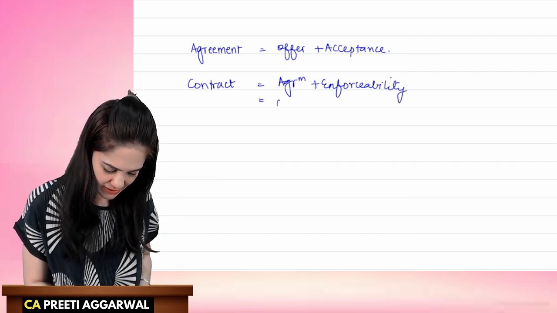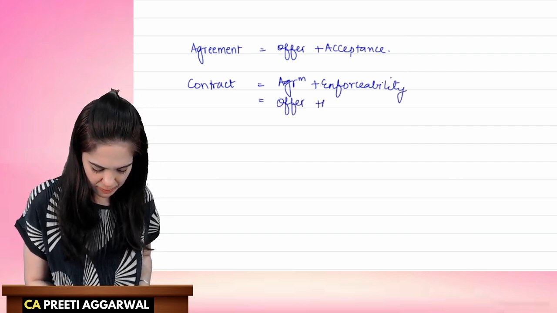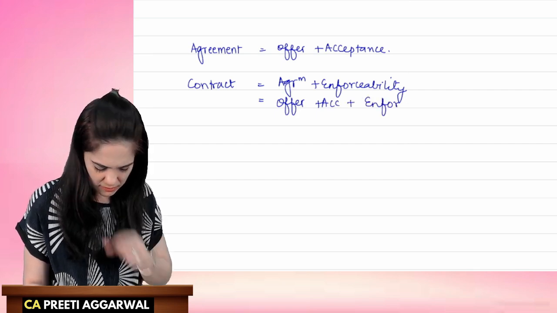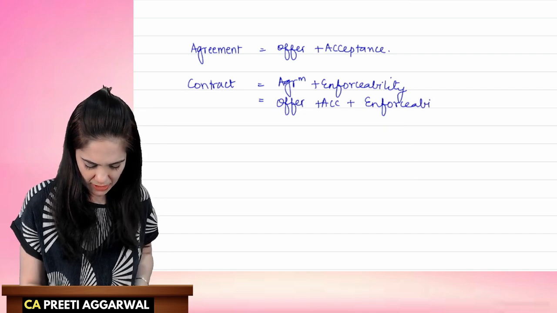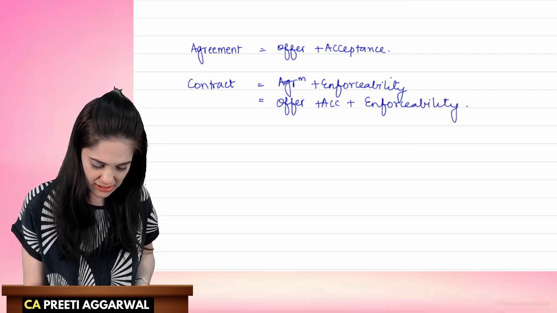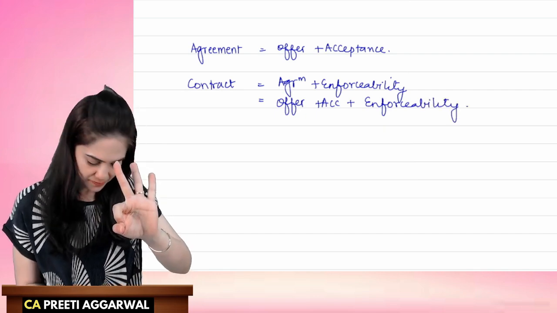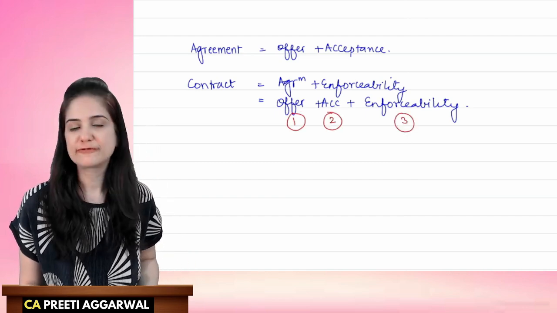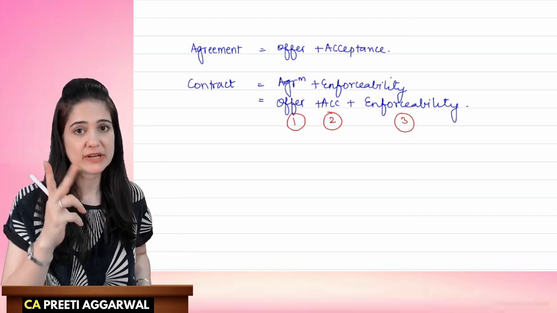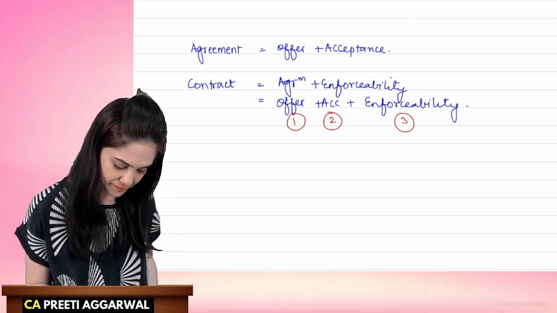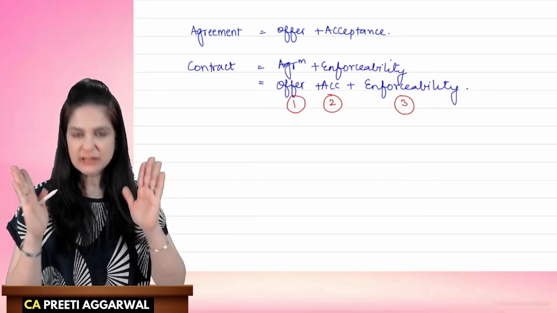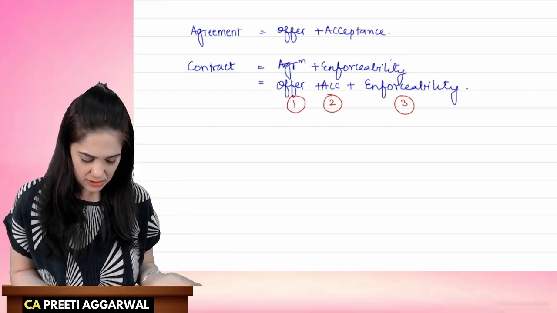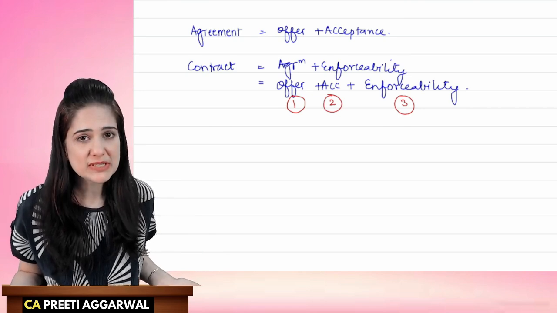And what is agreement? Offer plus acceptance. So in order to make a valid contract, I need three elements: offer, acceptance, enforceability. Now, if you find these three elements, it's a contract. If one of the essential elements is missing, it's not a contract.